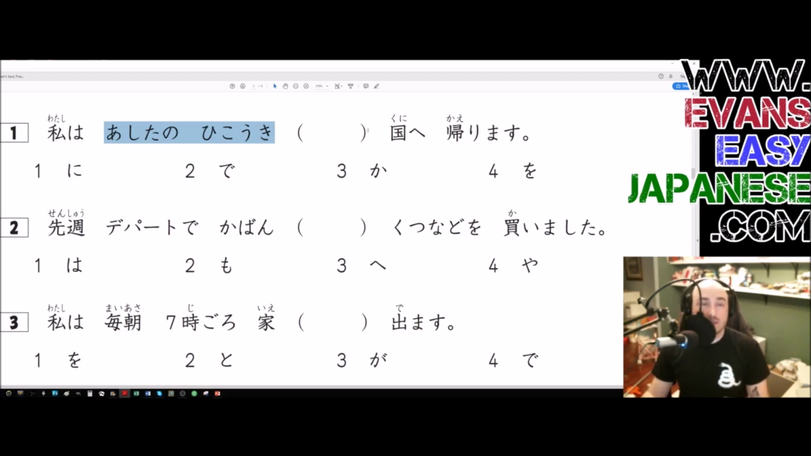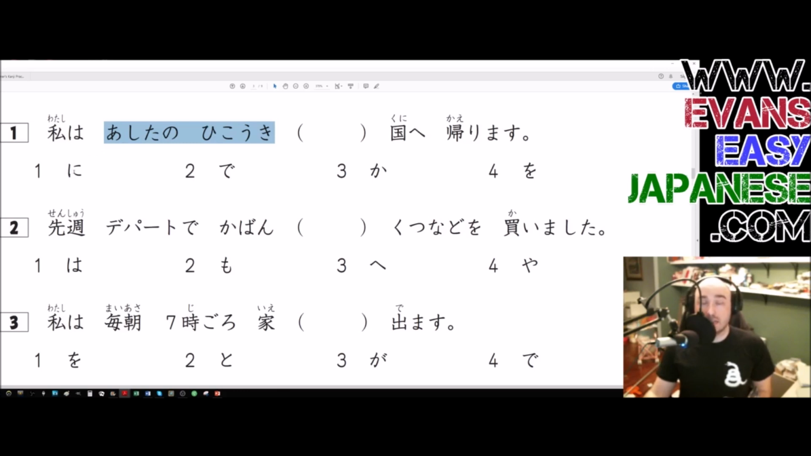We need to figure out what's in this blank. So we have the sentence. The subject is watashi, and he is going to kuni e kaerimasu, return home to his home country. Excuse me, I'm choking on my throat. He's returning to his home country, and in some way, shape, or form, all of that information pertains to ashita no hikouki, tomorrow's airplane. Well, lucky for you, I know the answer. But let's go through what the possible answers might be.